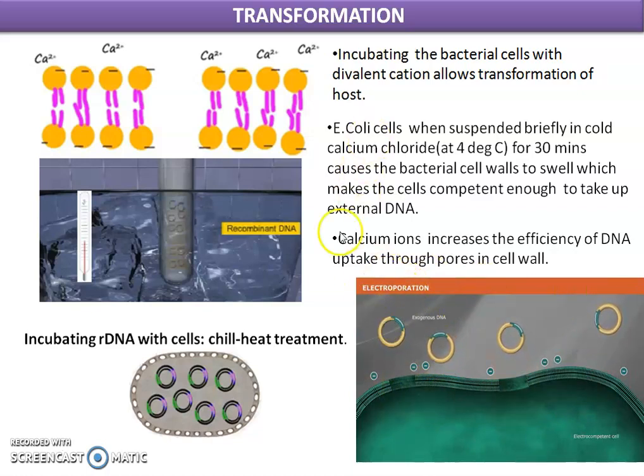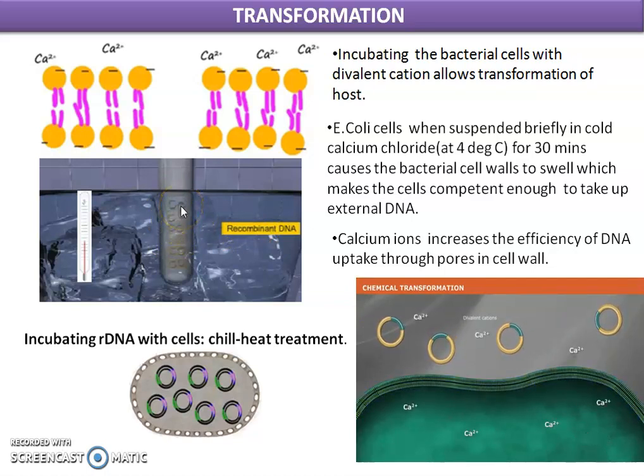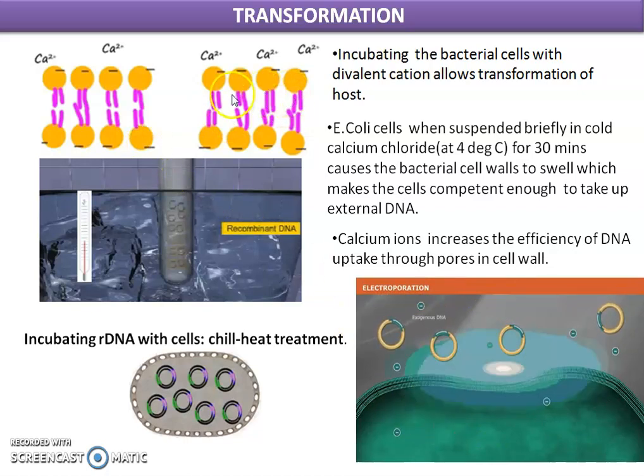So, what happens is, when you are incubating the bacterial cells with the rDNA which is having your desirable piece of insert gene, how does it enter into the cell? See, you can see it entering into the cell. And you can see here calcium divalent cations being shown. So what is this whole process like? How does this happen? We'll come to that.